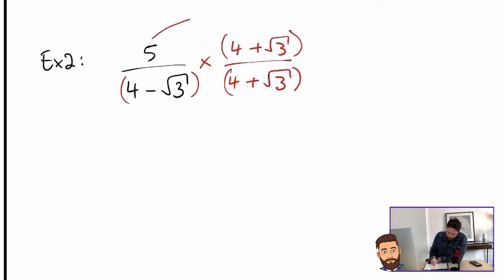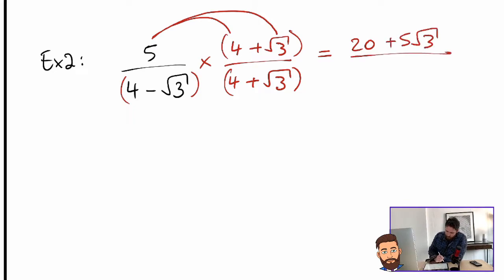The top can always be expanded a lot easier than the bottom, unless of course there are two terms here, and then it's the same, which generally exam questions do like to throw harder things of that nature at you. So timesing this, we've got 5 times 4 is 20. 5 times root 3 is plus 5 root 3. So that is the top done. We're going to take the bottom and we're going to expand it off down here. So we're going to get 4 minus root 3 times by 4 plus root 3.